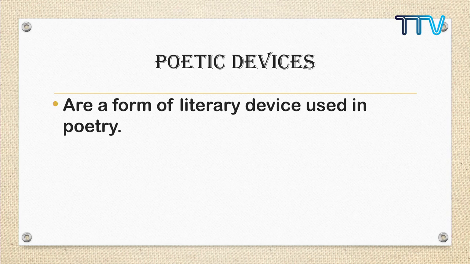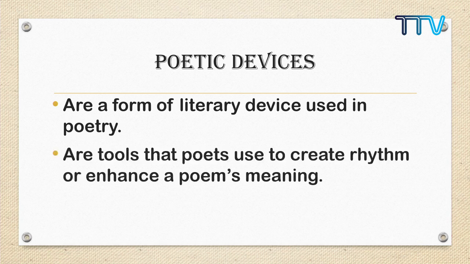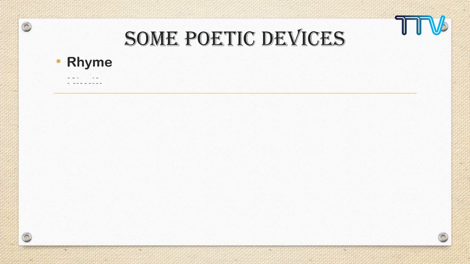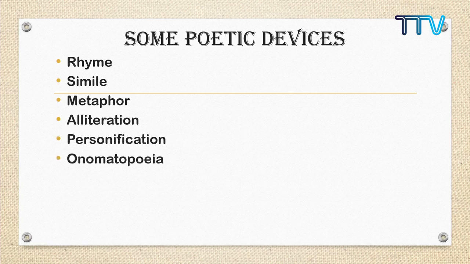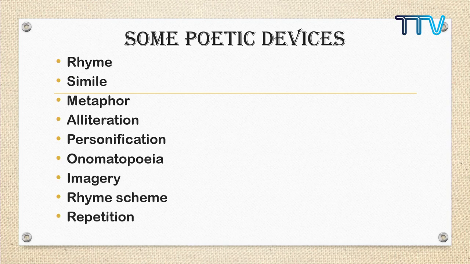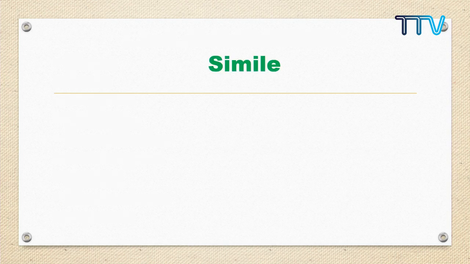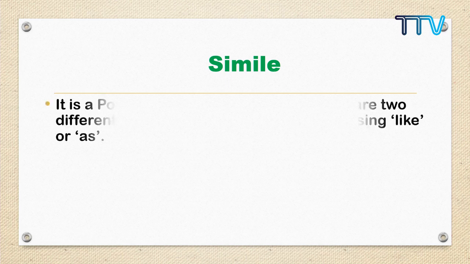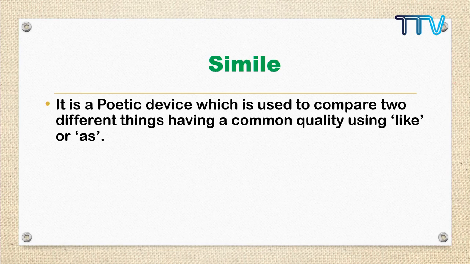And we also talked about poetic devices, being a form of literary device used in poetry. Poetic devices are tools that poets use to create rhythm and enhance a poem's meaning. Some of the poetic devices discussed are rhyme, simile, metaphor, alliteration, personification, onomatopoeia, imagery, rhyme scheme, repetition, and symbolism. In my session I discussed four of the poetic devices: other than rhythm and rhyme, simile, metaphor, personification, alliteration. Do you remember the poetic devices that we discussed in our sessions?